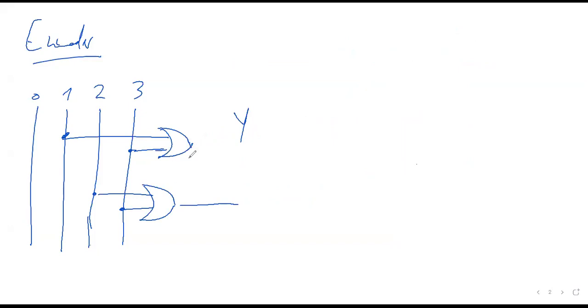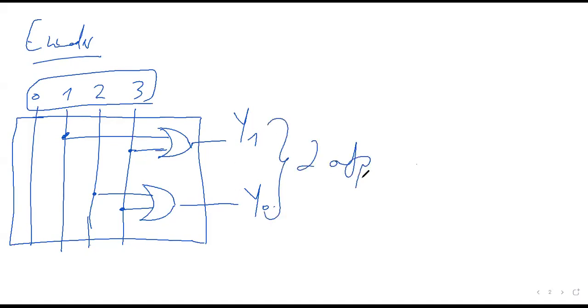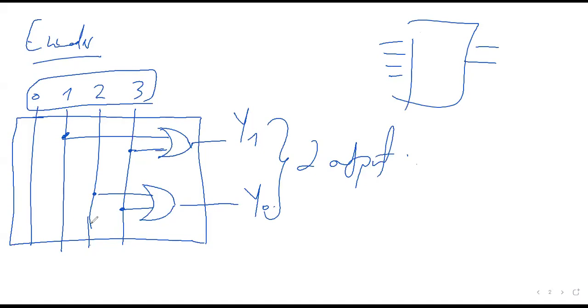I have my encoder with outputs Y1, Y0, with my inputs and my outputs like this. So I have 4 inputs, and this can be represented with just 2 outputs. So inside I have this here. And that is how an encoder is built.